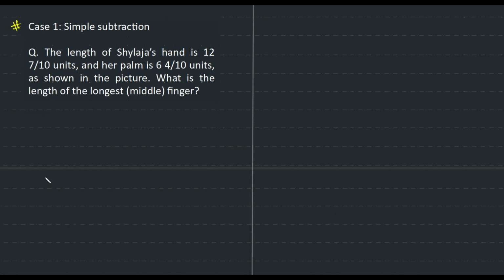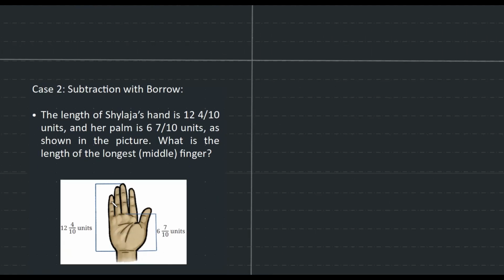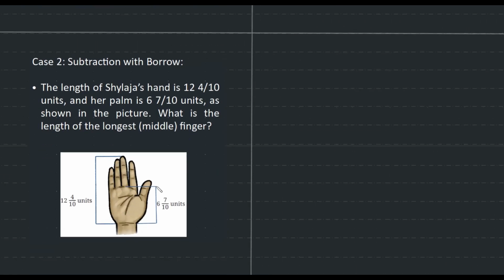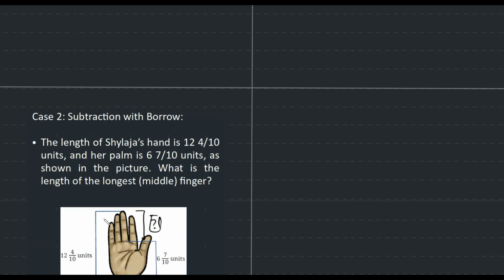We have Shailaja's hand, which is 7 and 7/10, and her palm is 6 and 4/10, as shown in the picture. So this is her hand, this is her palm. The question is, what is the length of her longest finger? That is the middle finger. So we need to figure out this length from here till here. That is the length that we need to figure out.